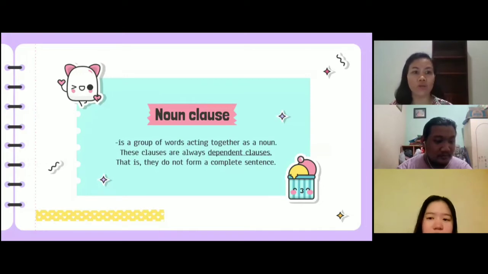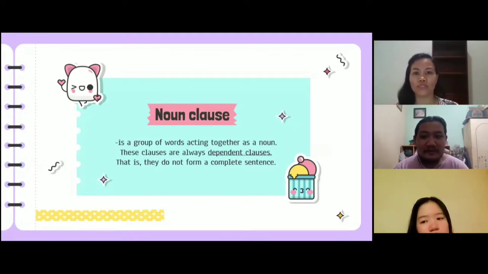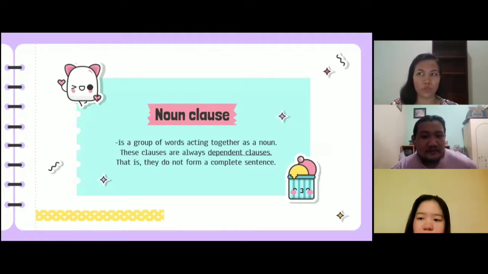A noun clause is a group of words acting together as a noun. These clauses are always dependent clauses, which means they do not form a complete sentence or complete thought. There's either no subject, or no verb or predicate.